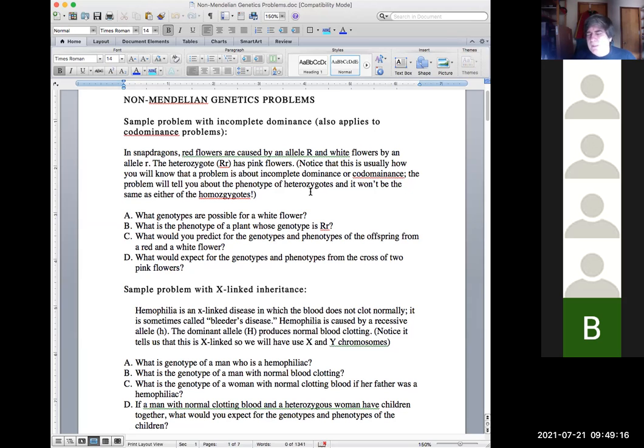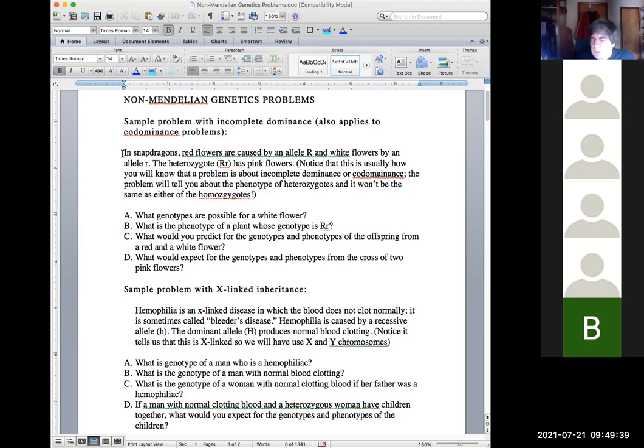If the problem has to do with incomplete dominance or codominance, the key is it's going to give us some information about 3 different phenotypes. What happens if you're homozygous? What happens if you're heterozygous? Well, I should have said homozygous dominant, homozygous recessive, and heterozygous.